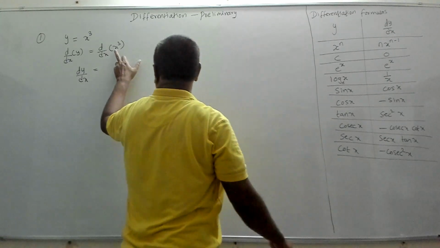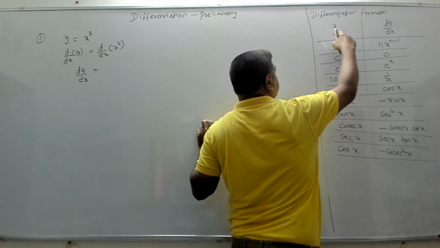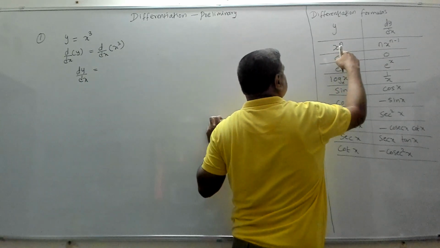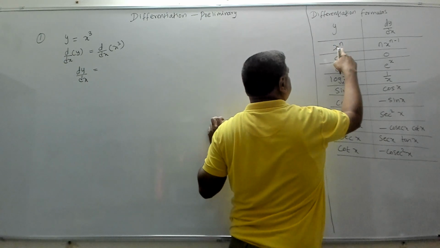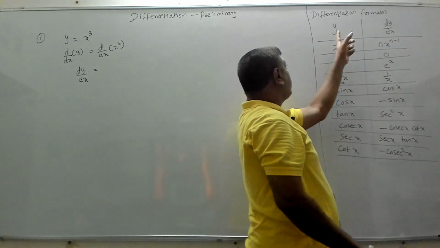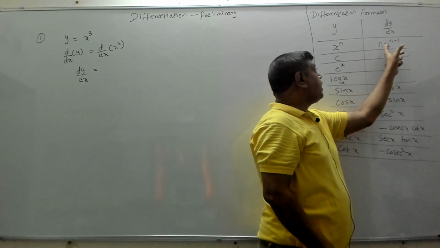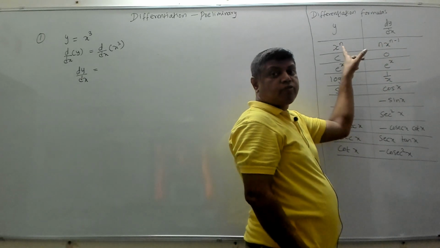Here, your y is x power 3, which is in the x power n form. So y is equal to x power n. When y is equal to x power n, then your dy by dx will be n x power n minus 1. So if y is x power n, then the derivative of y with respect to x will be n x power n minus 1. This is the derivative of the function x power n.